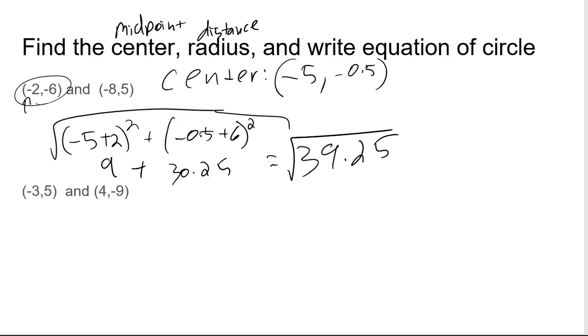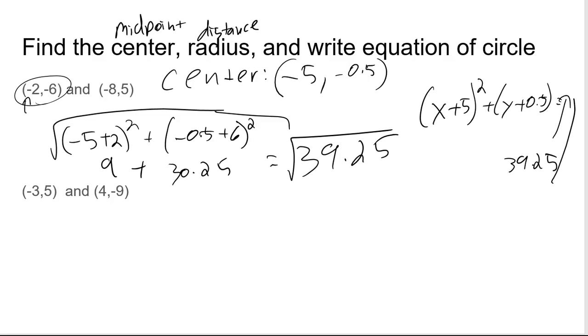Now, I would recommend leaving it like this, and the reason why is because my equation is going to be (x plus 5.5) squared plus (y plus 0.5) squared equals, and then this number right there will be 39.25. Alright, fractions are not fun, but still have to come across them.